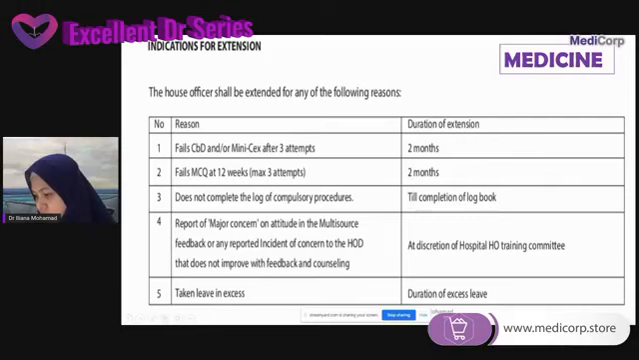Okay. Fifth is another famous and frequently encountered reason for extension: taking leave in excess. So your posting is 4 months. Usually you are allowed to take 8 or 9 days of annual leave. But for houseman, sad to say, usually most departments will consider MC as part of the annual leave, the 8 or 9 days of the posting. So be careful with that. Don't take leave in excess so that you won't be extended.